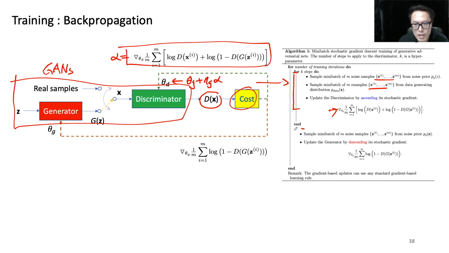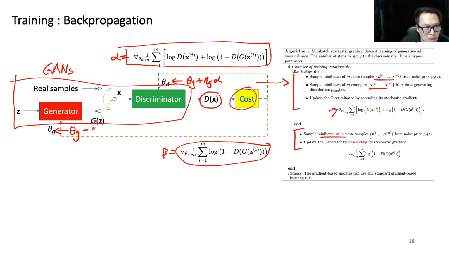And then in this block, we are going to use some mini batch to compute this beta value. Then we update theta g, the generator parameters, using the current value of theta g minus the learning rate, eta g, times beta. Remember that this is minus because we do minimization.